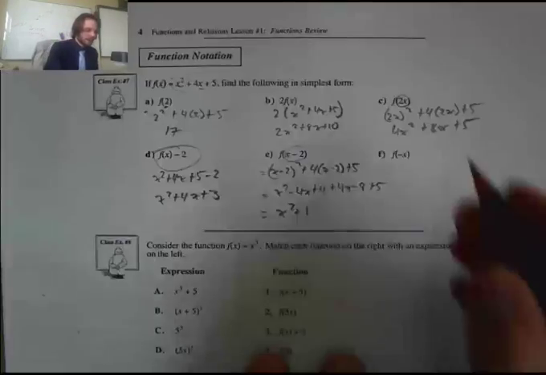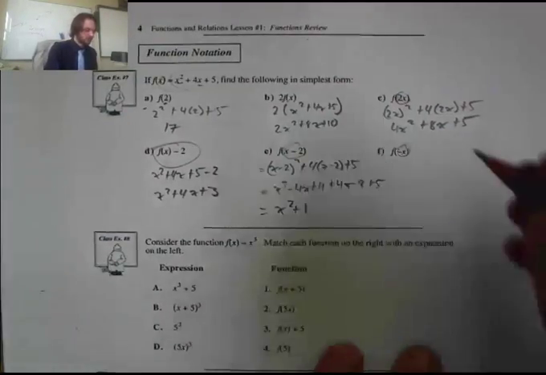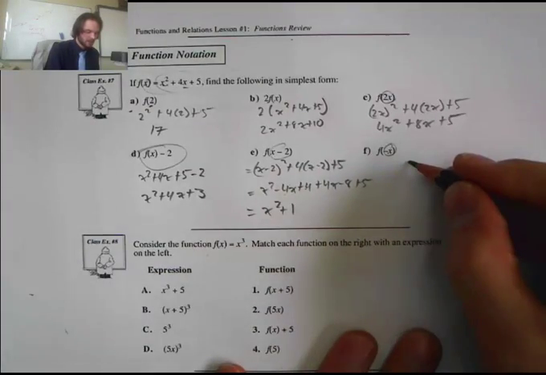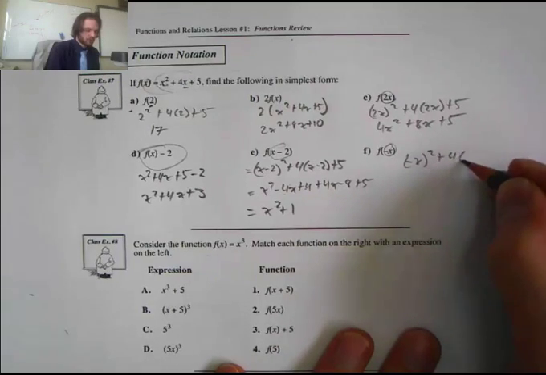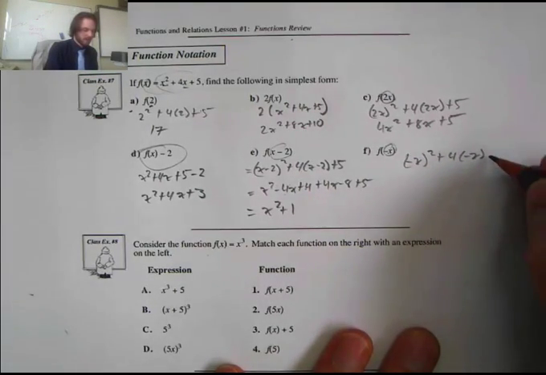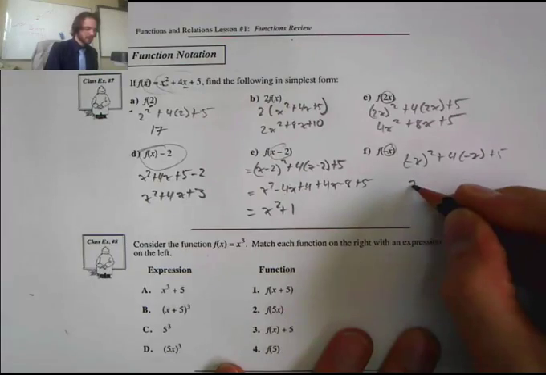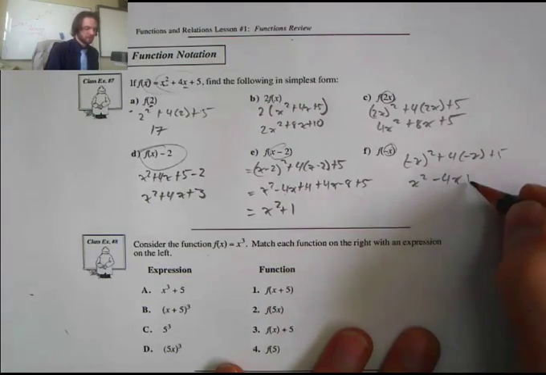Okay? And the last one says we put in negative x. So let's put in negative x. So I'm going to end up having negative x squared plus 4 multiplied by negative x, and then we have plus 5. X squared minus 4x plus 5.